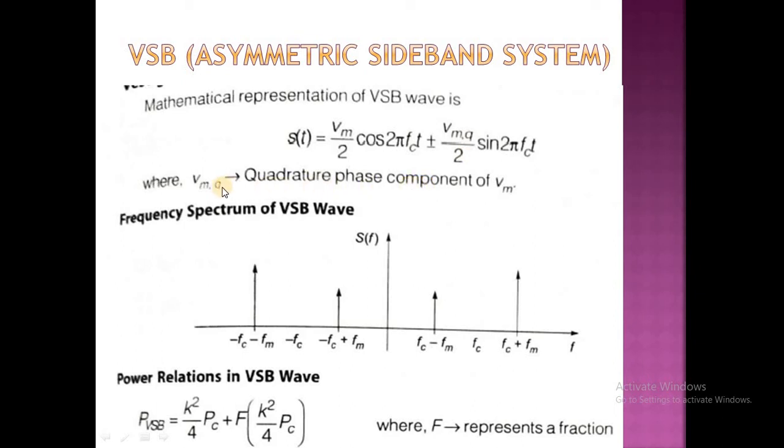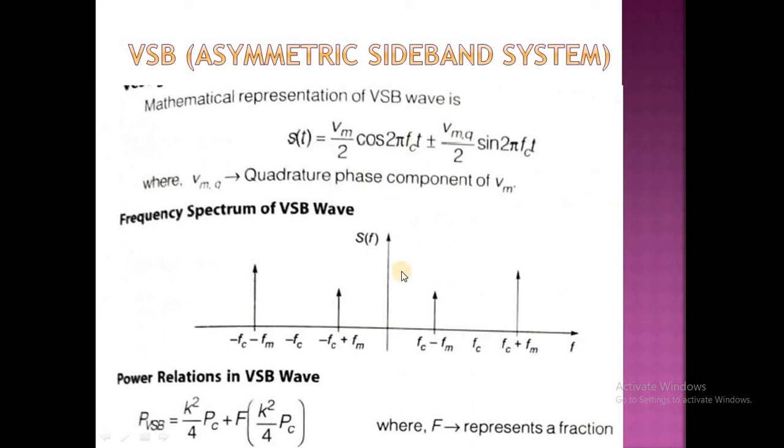Here we are using Vmq, that means it is the quadrature phase component. So S of t equals Vm by 2 cos 2 pi fct plus or minus Vmq by 2 sin 2 pi fct. Here this part is the quadrature phase component.